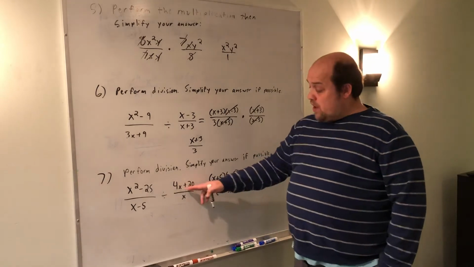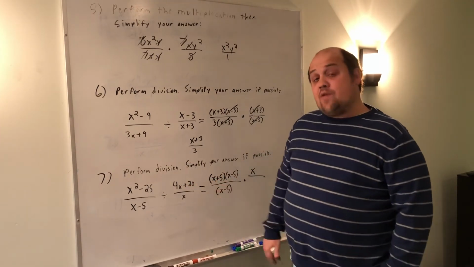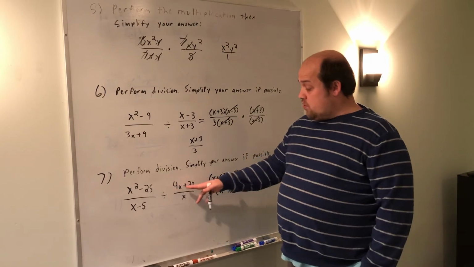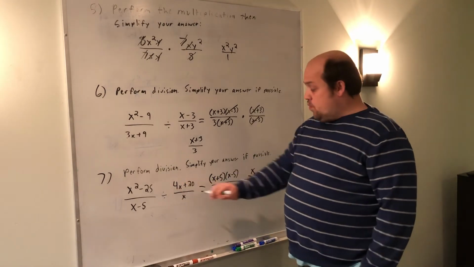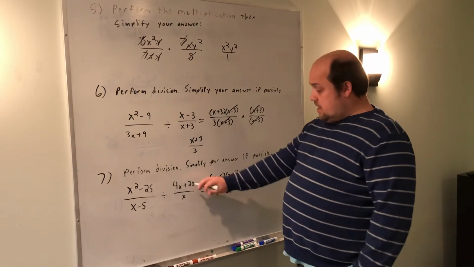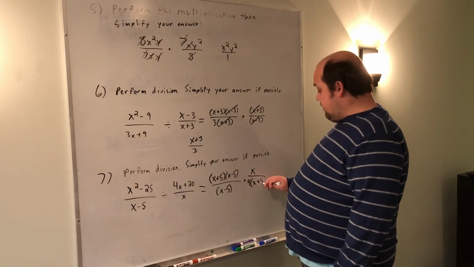On bottom, I have 4x plus 20, but I see that has the greatest common factor. Specifically, 4 goes into both numbers. So I pull out that 4. If I divide 4x by 4, I get x. If I divide 20 by 4, I get 5.